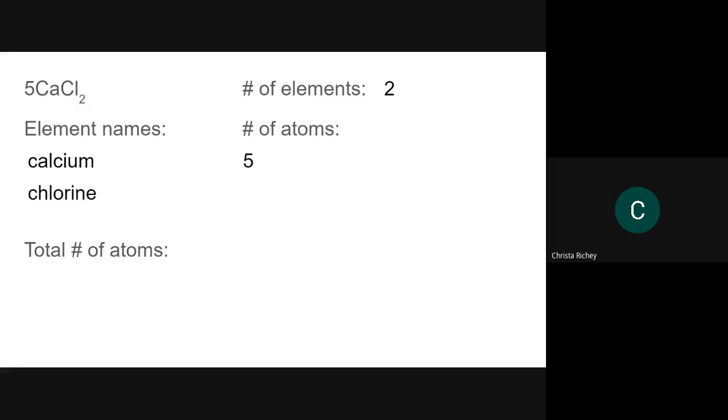So the second element's chlorine. How many chlorines do you have? 10, because it's 2 times 5. How many total atoms do you have? 15. This is really sort of a major precursor to how many atoms are inside a compound, where you literally would do this kind of stuff. But like I said, when I do stoichiometry, I pull the coefficients off in what's called a mole ratio.